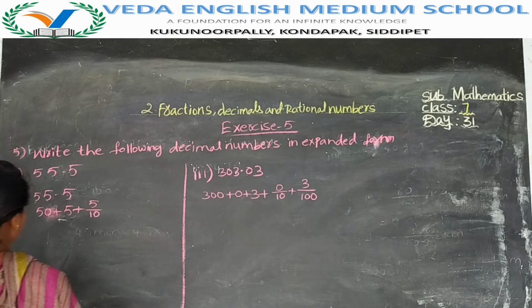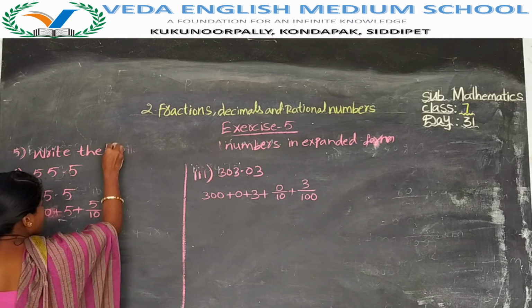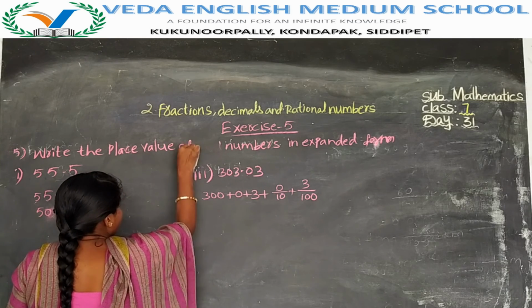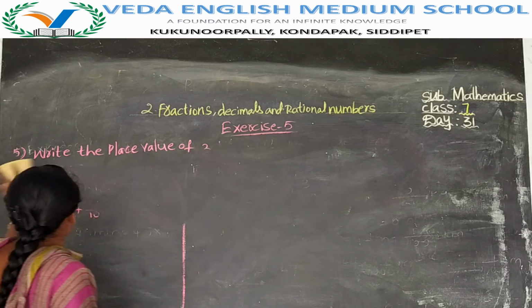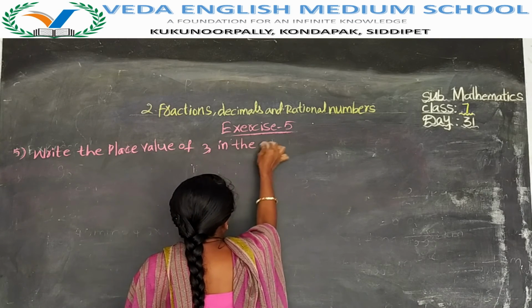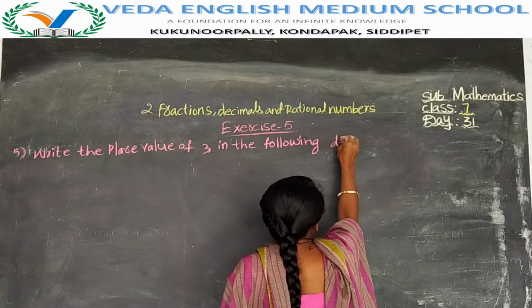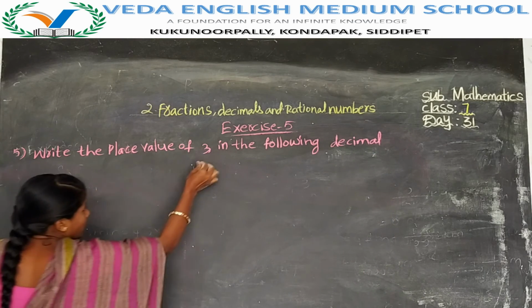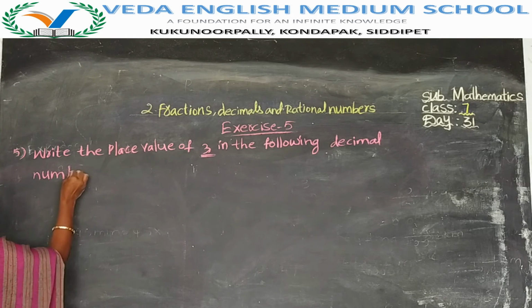Next, the sixth bit. Write the place value of 3 in the following decimal numbers. Only for 3 you have to write the place value. Decimal numbers.